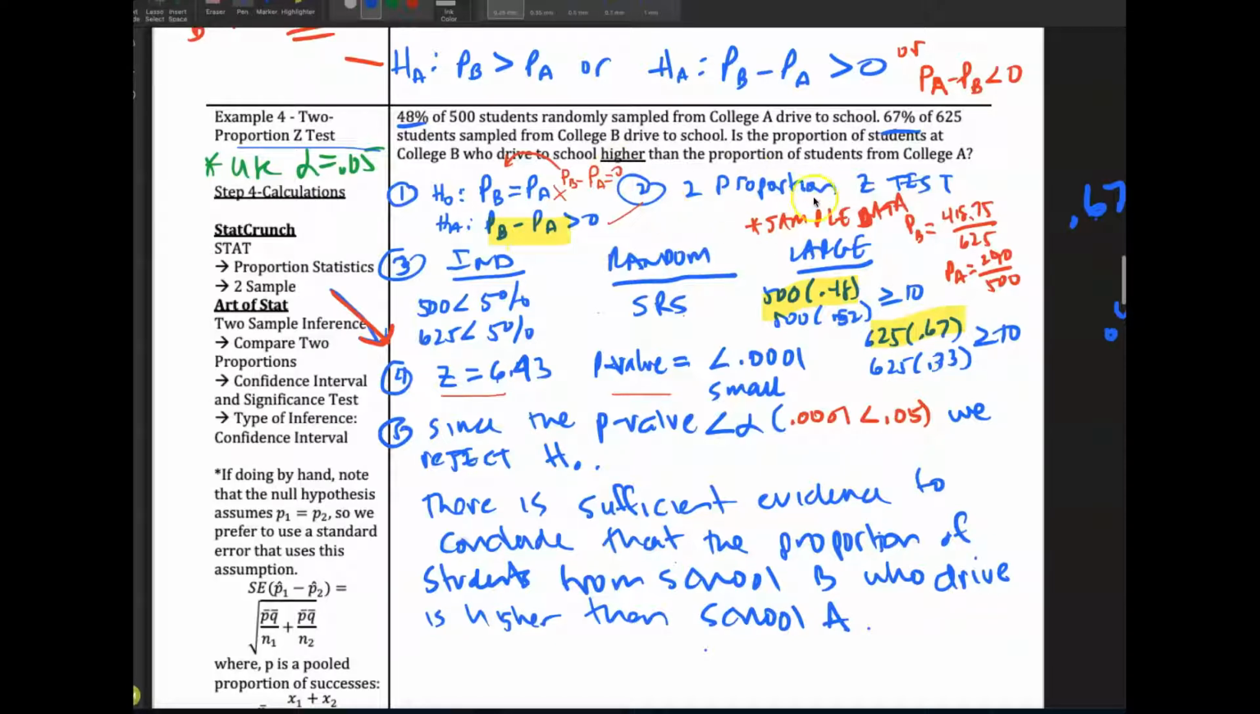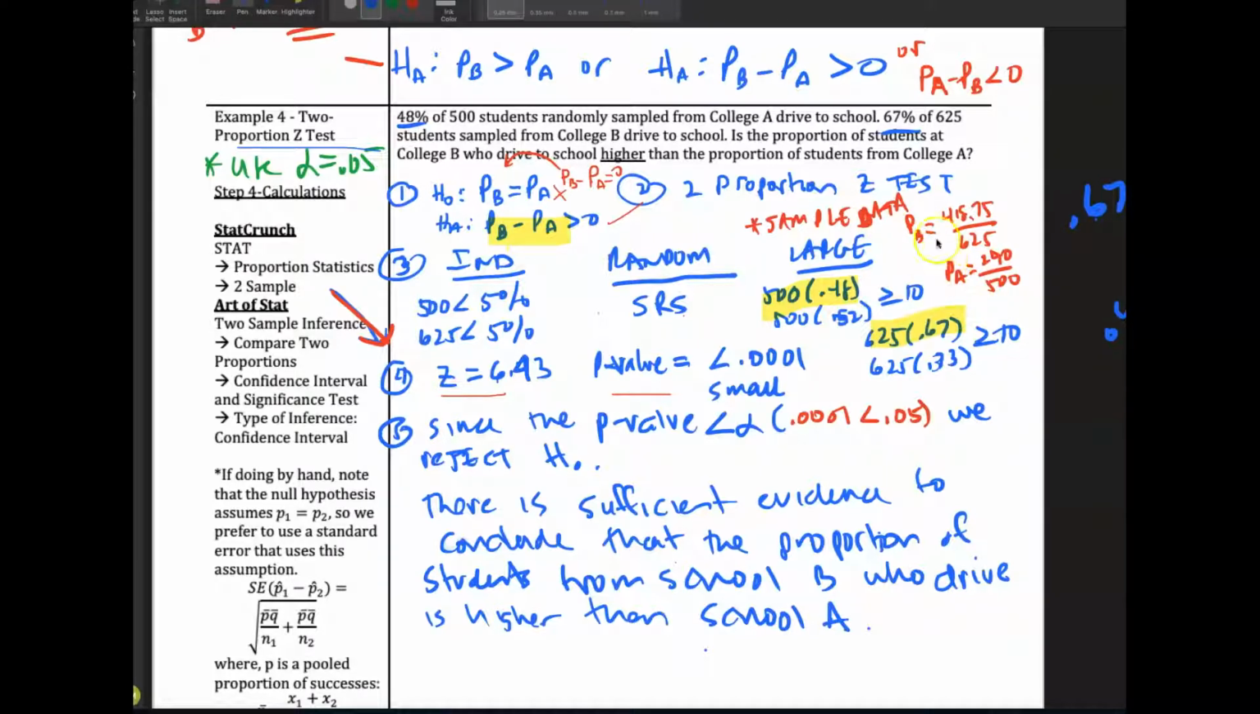And so whenever we run a hypothesis test, it's important for me to identify the sample data, which you have here. You're given the p-hats, 67% and 48%, but for the x over n's, how to get those values, we got those the way we did in the previous one. You're going to have to take 48% of 500, which is 240, and 67% of 625, which is 418.75. So that gives us a good approximation of successes to total observations for our sample data.